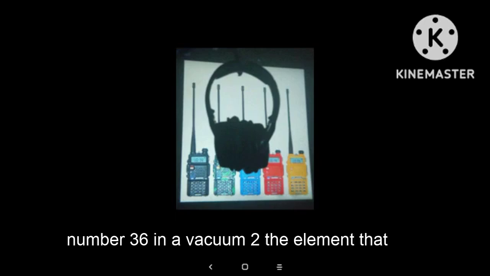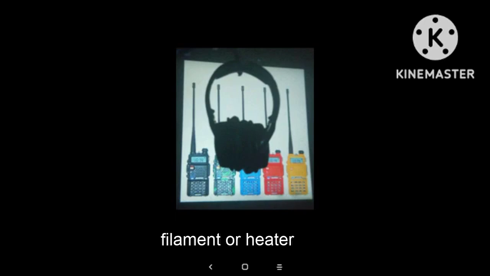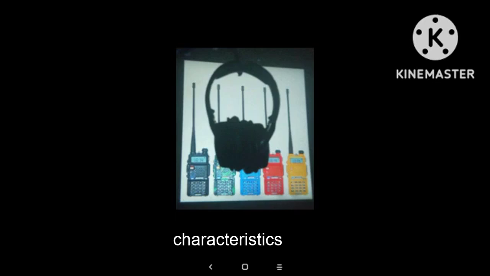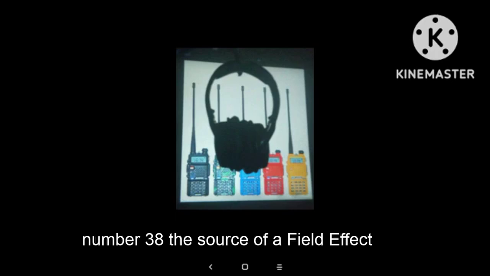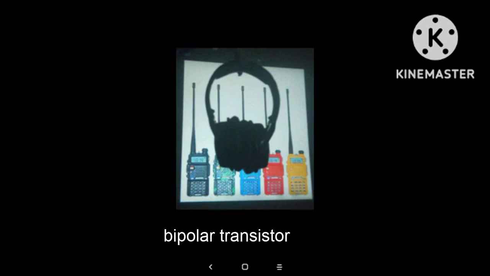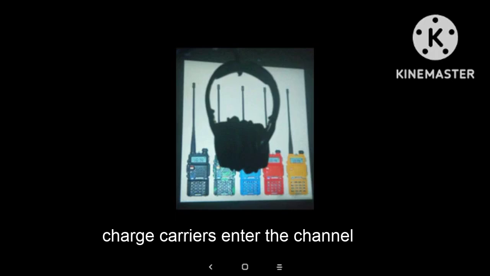Drain. Number 36. In a vacuum tube, the element that is furthest away from the plate is the filament or heater. Number 37. Which two elements in a field effect transistor exhibit fairly similar characteristics? Source and drain. Number 38. The source of a field effect transistor corresponds to the blank of a bipolar transistor. Emitter. Number 39. In a field effect transistor, the blank is the terminal where the charge carriers enter the channel.